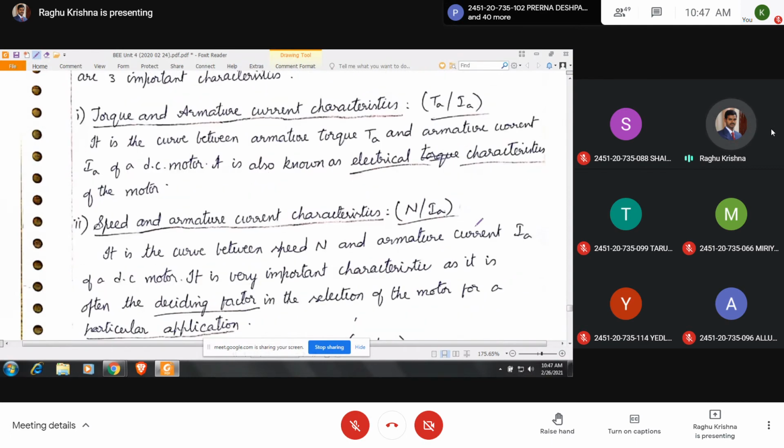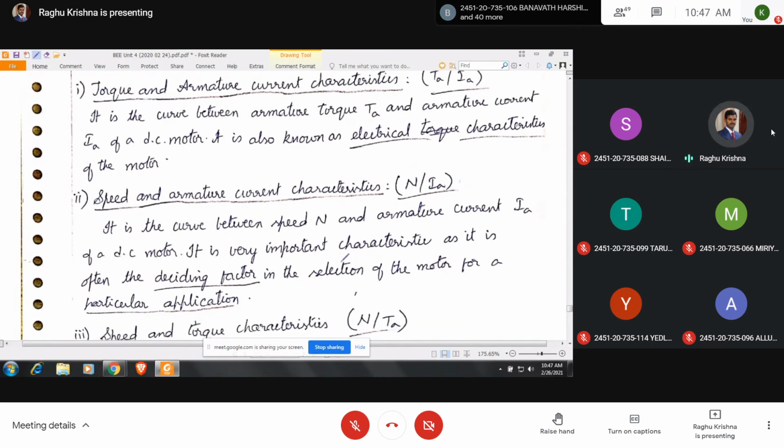So next we have the speed and armature current characteristics. Y-axis is speed, x-axis is armature current. If you see these two, x-axis is armature current in the first one, and in the second one also x-axis is the armature current, and y-axis is the speed. So it is a curve between the speed and armature current Ia.